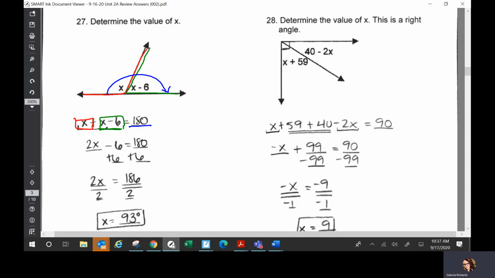28. What do we set these two equal to? Set them up equal to what? 90. That's a right angle. So the entire thing is 90. We have this angle x plus 59 plus the angle 40 minus 2x. Those two added together equal 90.